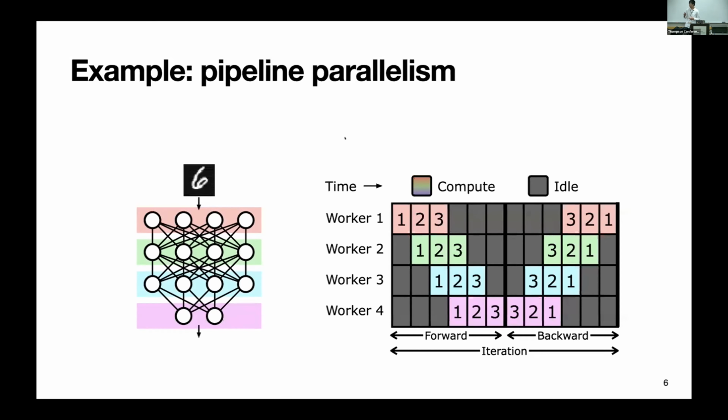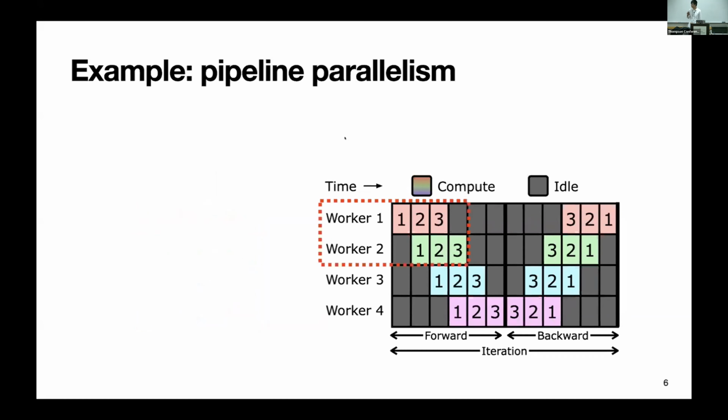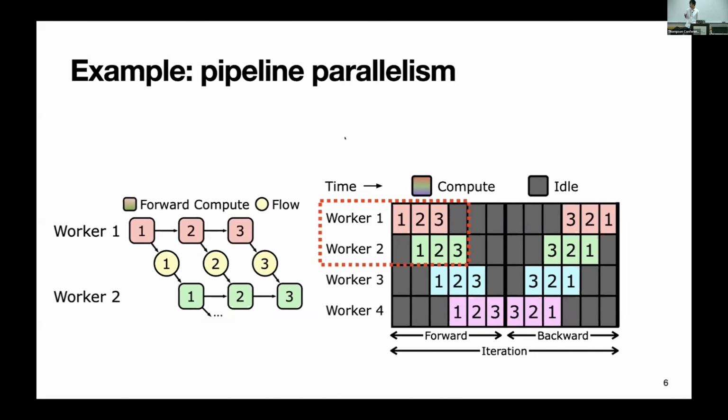This is shown in this figure where we have 3 micro batches, each labeled with a number. And each iteration includes a forward phase and a backward phase. Note that this figure on the right only plots the computations and omits the communications for simplicity. So if we are to zoom in on the first 2 workers during a forward pass and plot the computation communication dependency graph, we have something like this, where each square block denotes a forward compute. Each yellow circle denotes a network flow that carries the intermediate data, and each arrow denotes a start-after dependency.